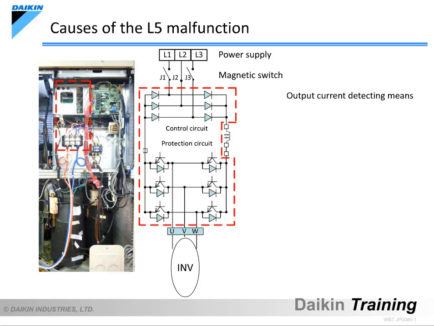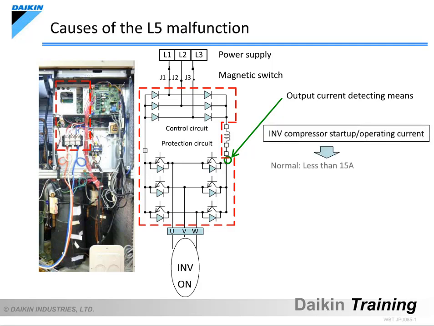The L5 malfunction occurs when an excessive level of current is detected by the output current detecting means during startup and operation of the inverter compressor. The operating current of an inverter compressor is normally less than 15 amperes, regardless of the frequency. If the output current to the compressor reaches or exceeds 32.3 amperes during startup or operation of the inverter compressor, it is determined to be the L5 malfunction.